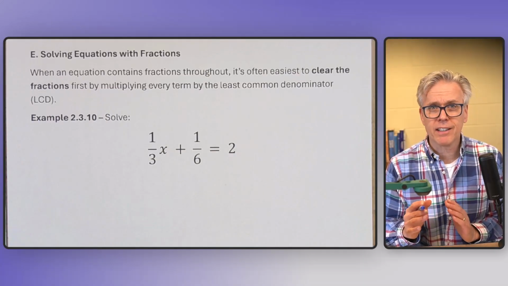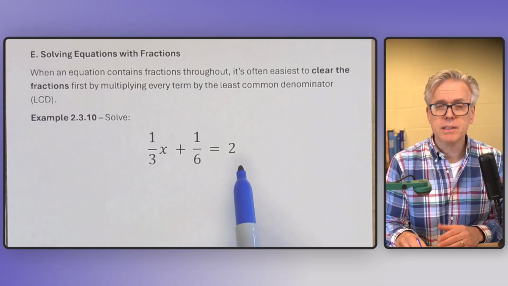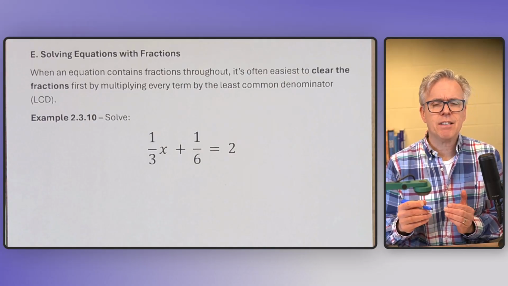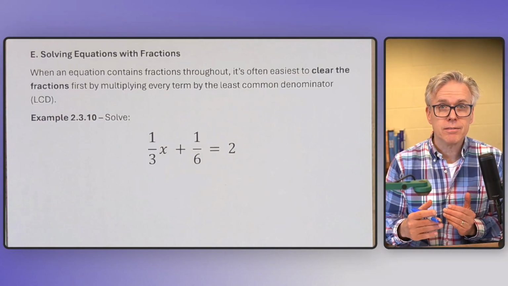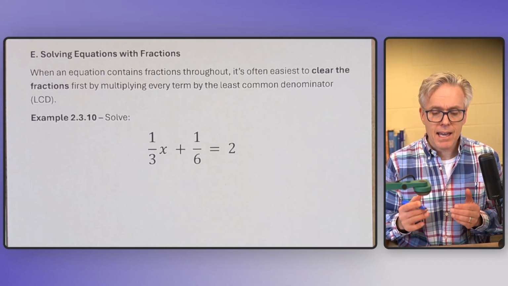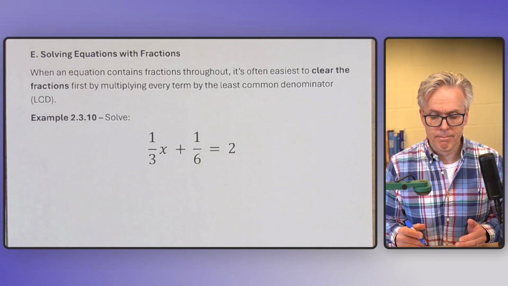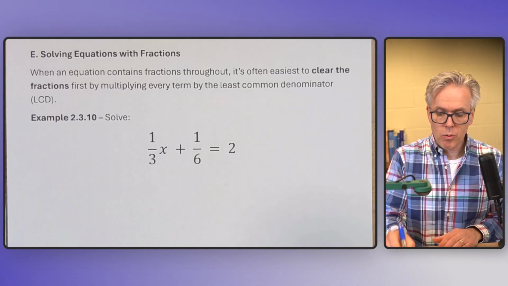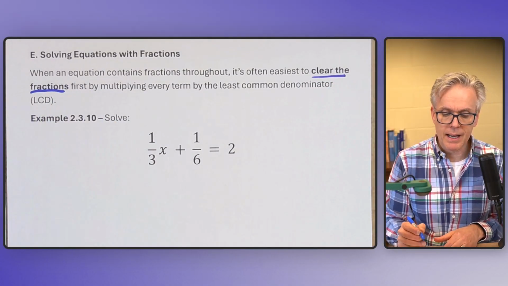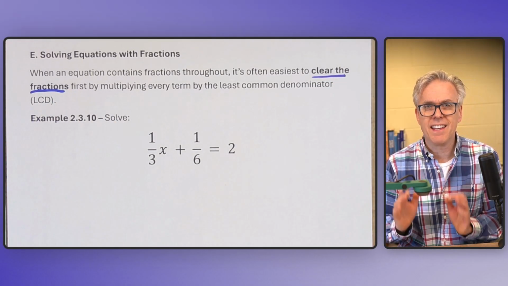We could work with the fractions the way they are. We could subtract 1/6 from both sides and multiply by 3. However, if you're doing these by hand, you end up having to get common denominators often, and that can be a little tedious. So how can we handle this to make these a little bit easier? Well, we can clear the fractions by multiplying all the way through by the LCD.